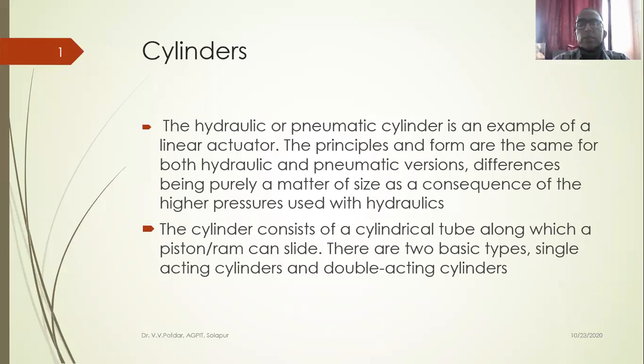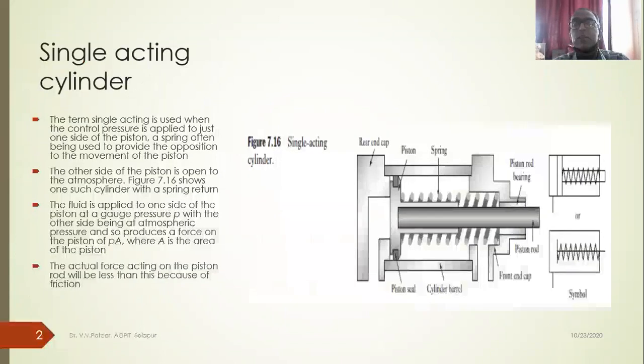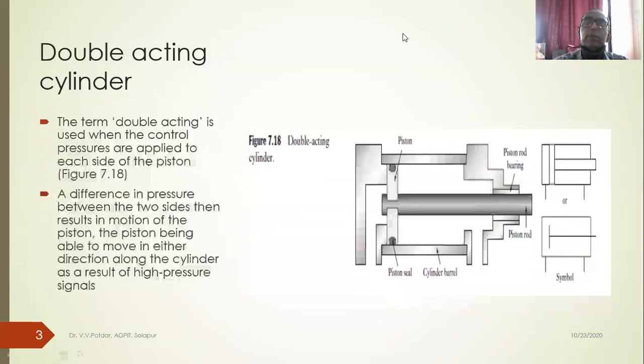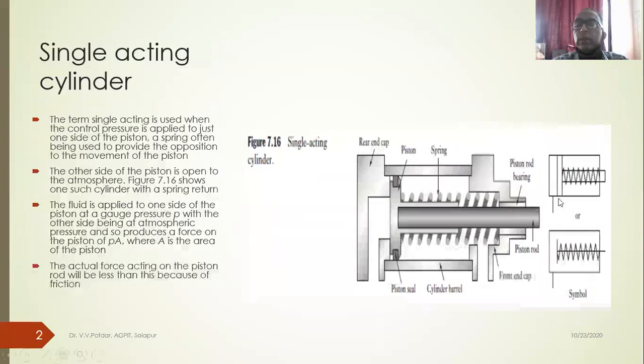The cylinder consists of a cylindrical tube, as everyone knows, along with a piston or ram which can slide inside that cylinder. There are two basic types: single acting cylinders and double acting cylinders. The single acting cylinder, the construction is shown here, and these are the symbols of the single acting cylinder.